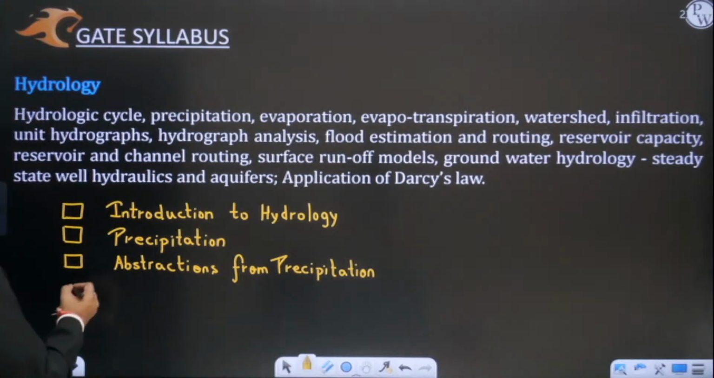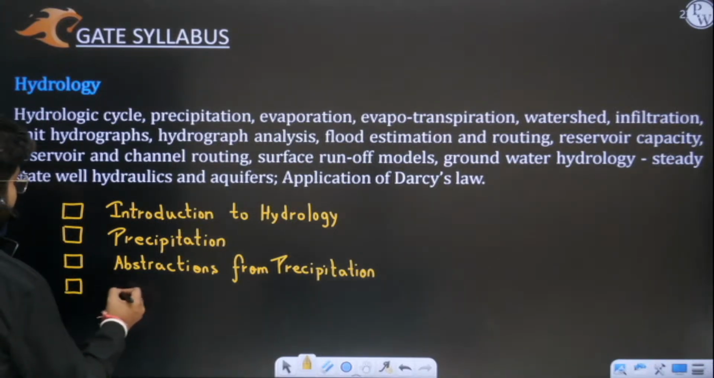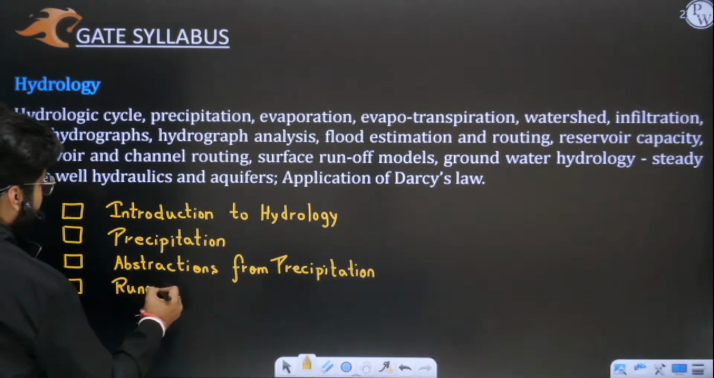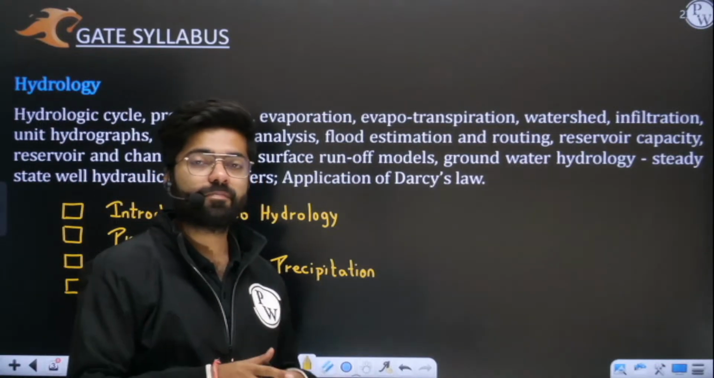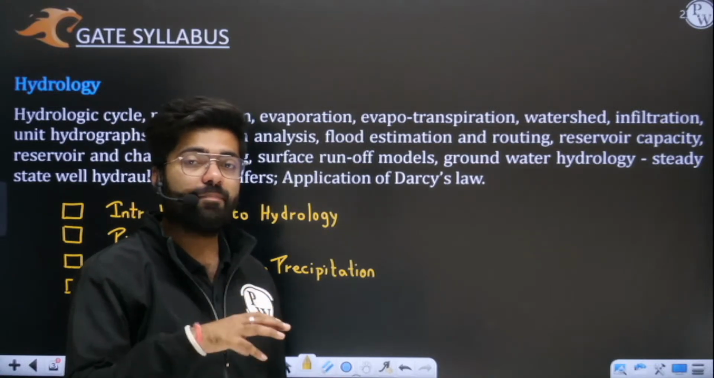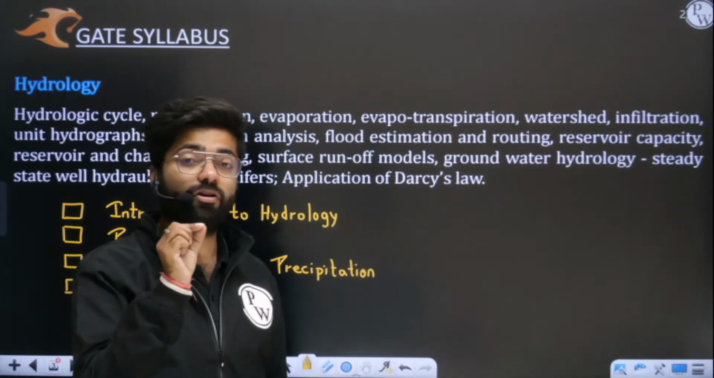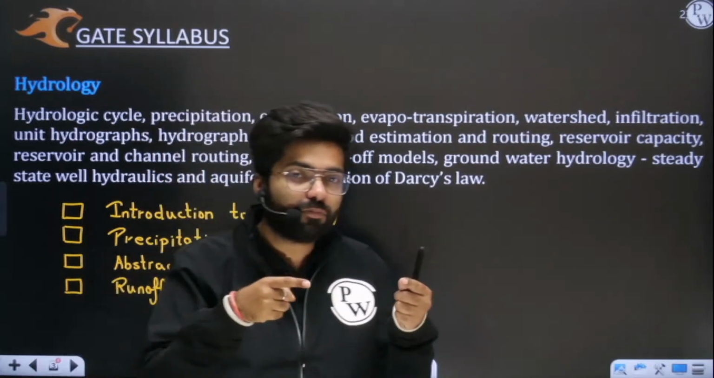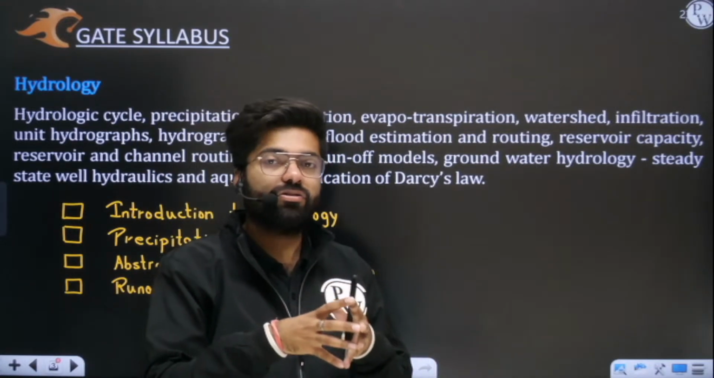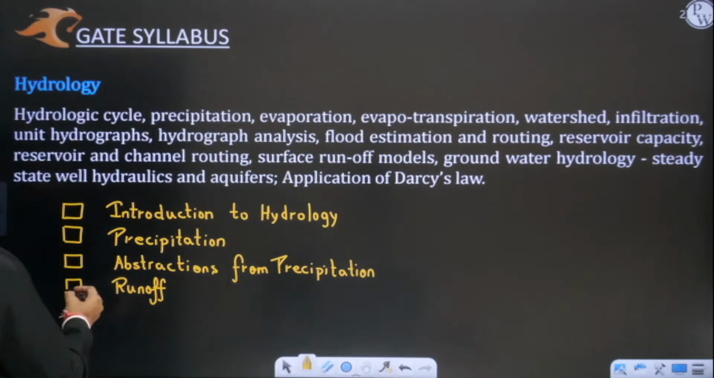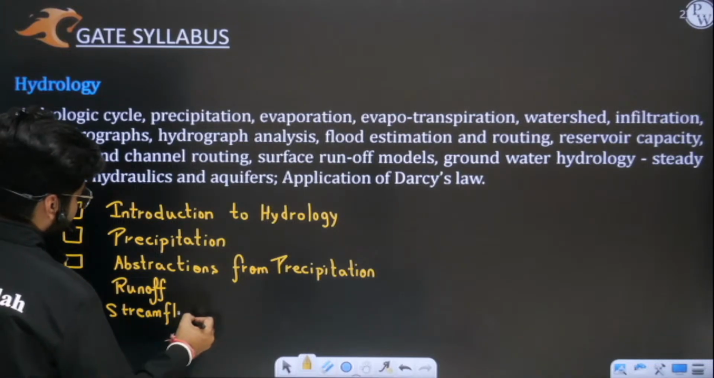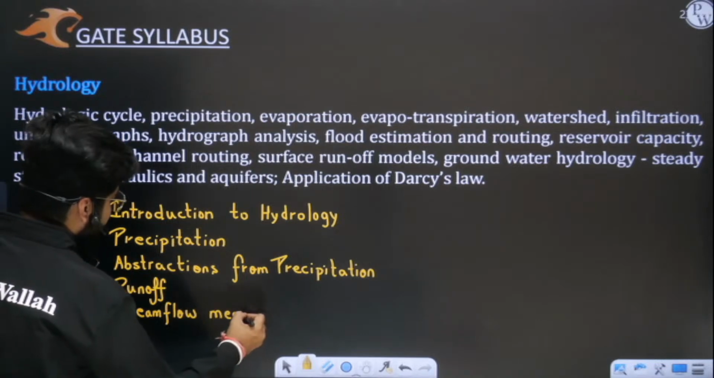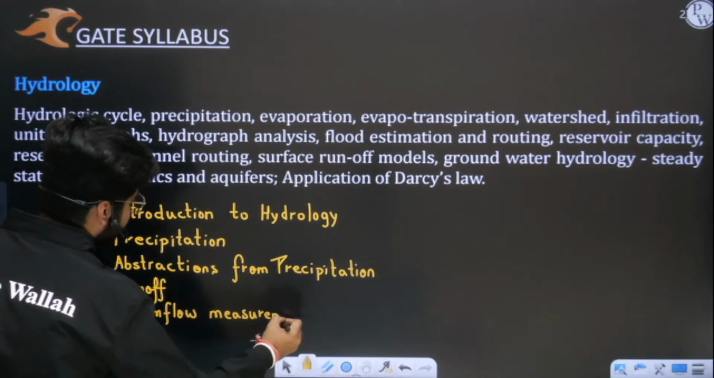After this, after losses, you have seen runoff is there. Yes or no? After your losses, runoff is there. Now you need to understand, runoff basically happens in the form of small streams. Those small streams join and form stream flow. So we have to measure that stream flow, we'll discuss that also.